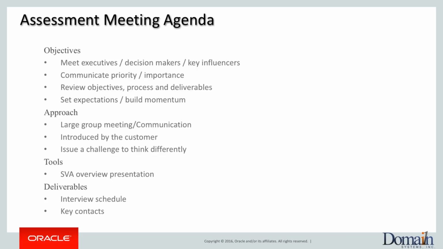What we end up doing, the objective of this, is that we would meet with executive decision makers, key influencers, and so on and so forth. There would be a communication of priority and importance relative to the activity that we're doing, reviewing and sharing objectives of what this value assessment is going to do and deliver, setting the proper expectation and building momentum behind it so that everybody is on board that we want to improve our footprint and our deployment of Agile.